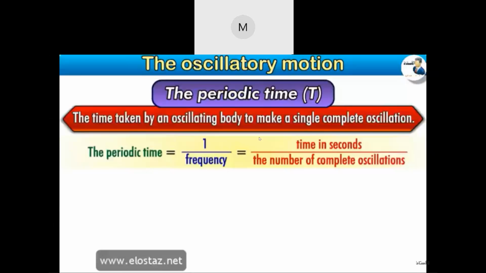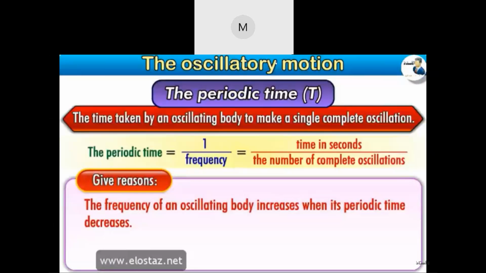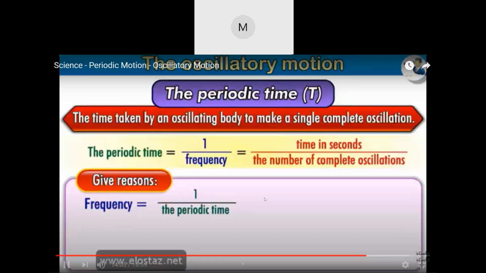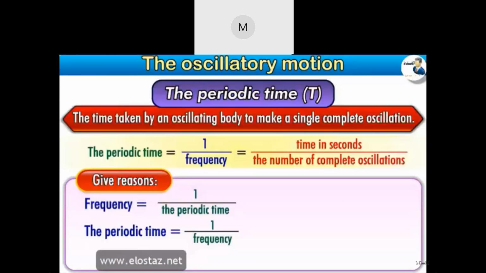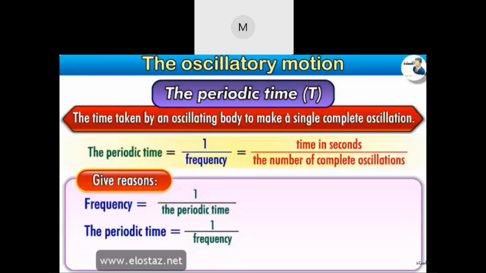Let's now ask a question. It says, give reasons: the frequency of an oscillating body increases when its periodic time decreases. The answer is because the relationship between frequency and the periodic time is an inverse relation. So frequency equals 1 over the periodic time. The periodic time equals 1 over frequency. And if we multiply frequency by the periodic time, we will get what? We will get 1. Frequency times the periodic time equals 1.